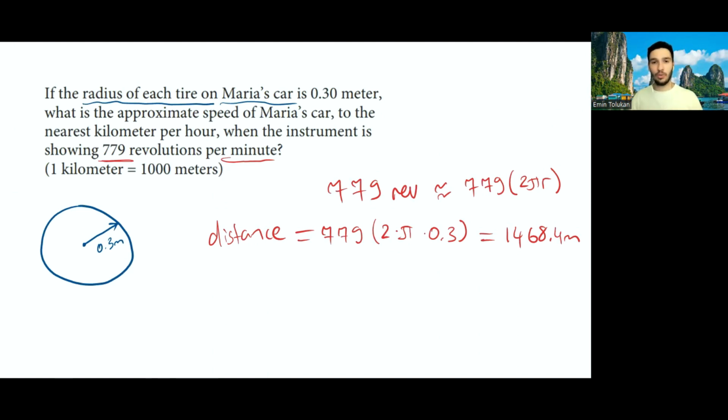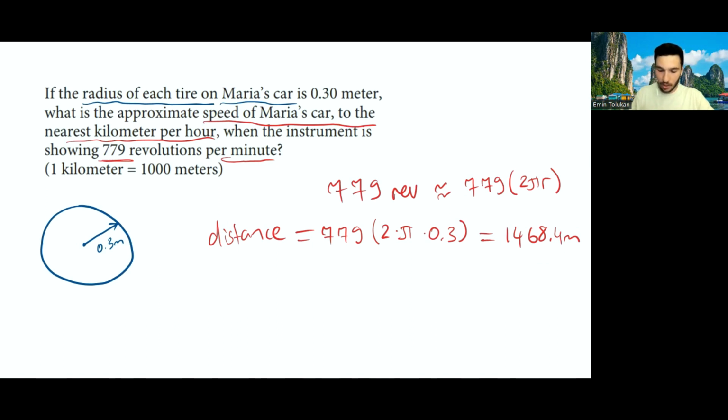Now let me ask you, what's the question requiring? It requires us to find the speed of Maria's car to the nearest kilometer per hour. Kilometer per hour. So how much will the car travel per hour? We already know it travels this many meters per minute. Let's convert meters into kilometers. We will get a little bit closer to the answer.